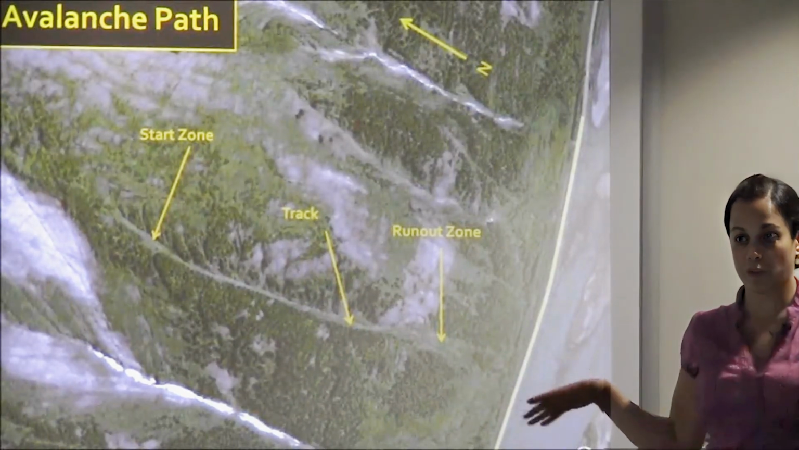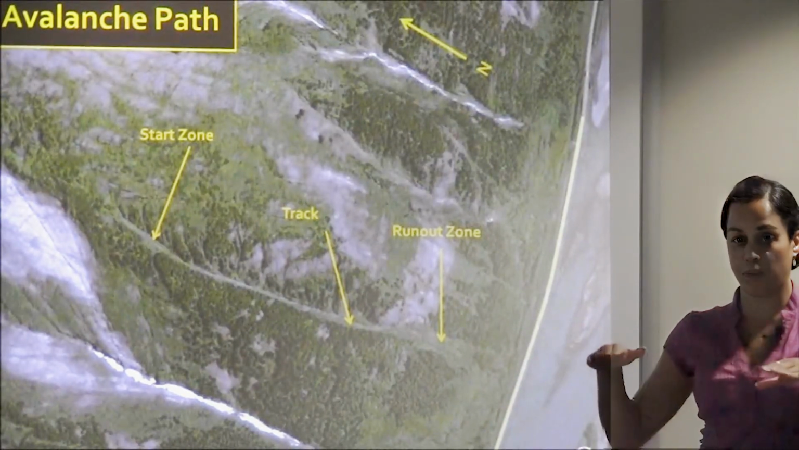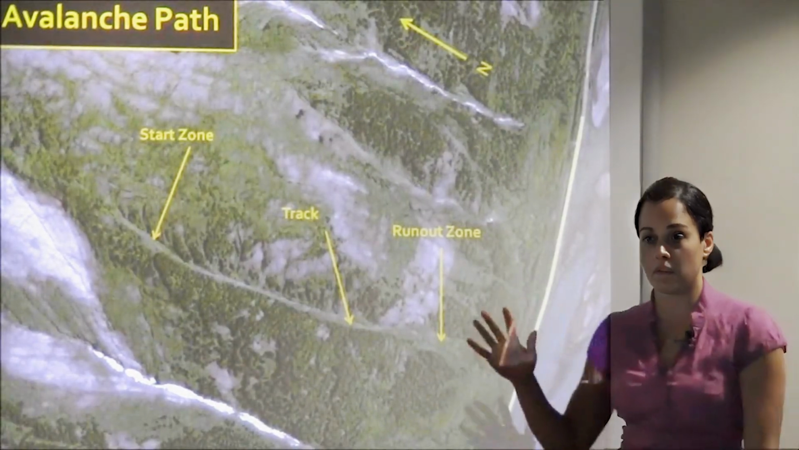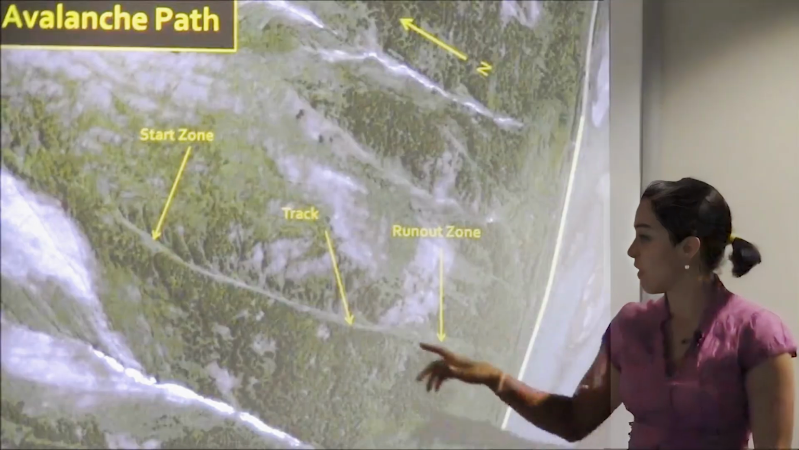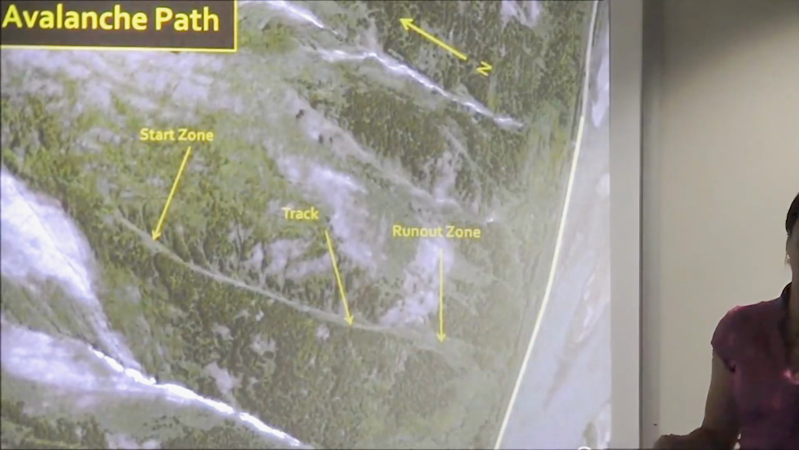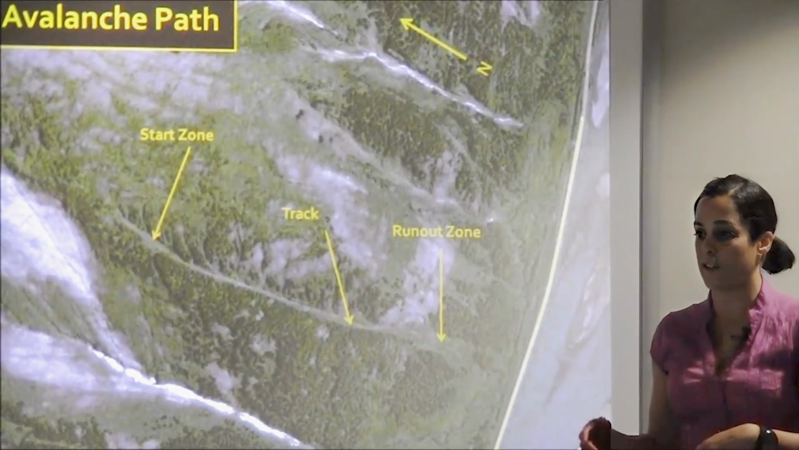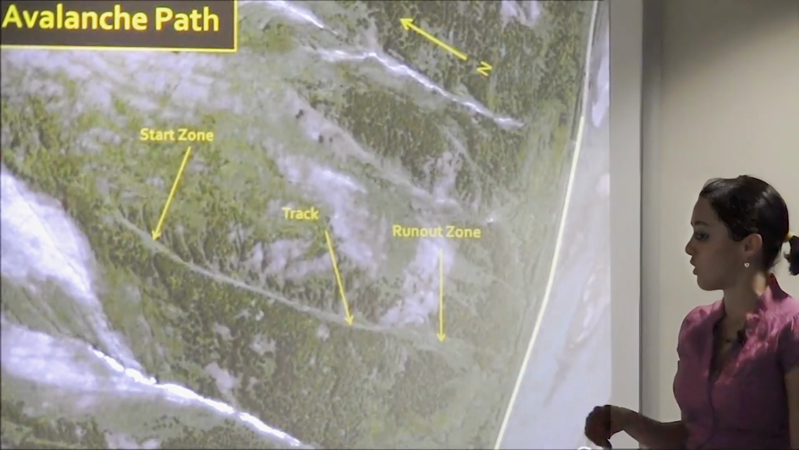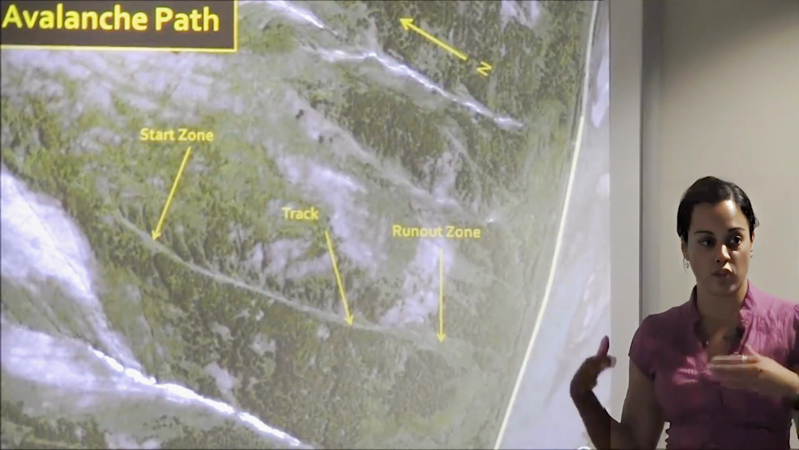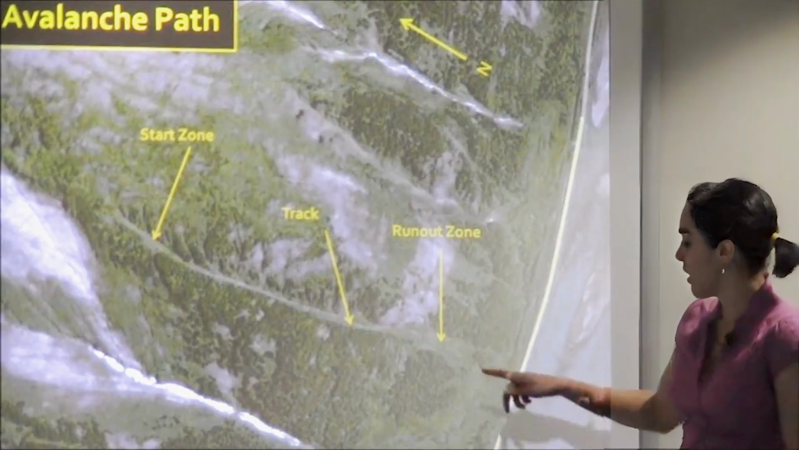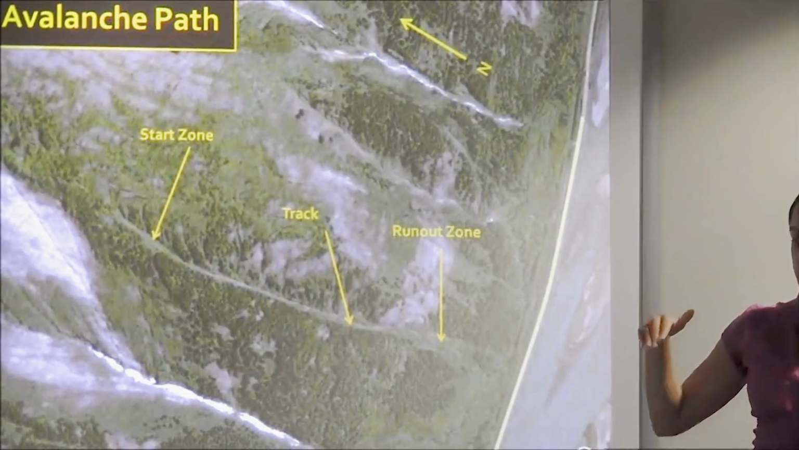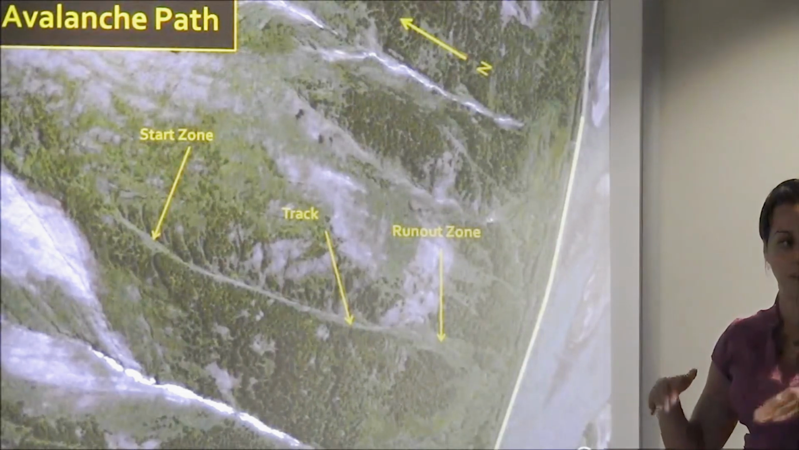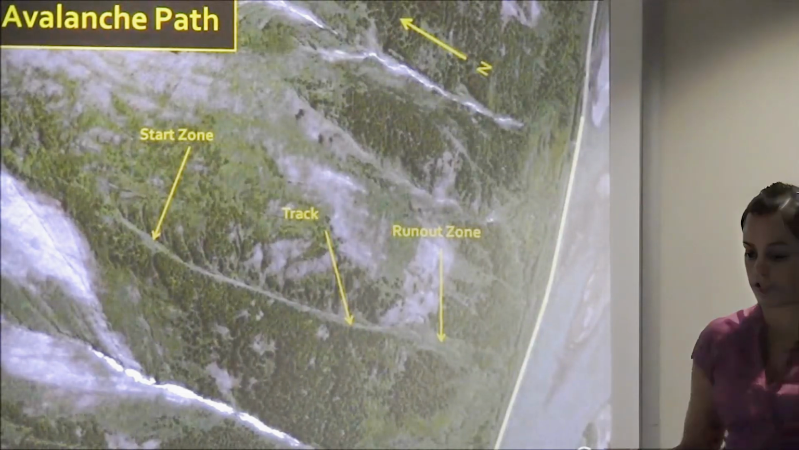In the start zone, we're talking about the portion where the snow slab releases from the ground, picks up speed and starts to move. Slope angles are above 30 degrees there generally. In the track, we're talking about the portion where a lot of snow is entrained and deposited. The slope angles are generally about 15 to 25 degrees, and this is typically where the avalanche reaches maximum velocities. Out in the runout zone, our slope angles are less than 15 degrees, and this is where the snow avalanche will start to rapidly decelerate as it comes out to the flatter terrain.